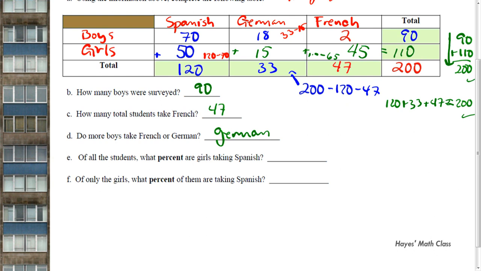So in this case here, how many girls are taking Spanish? Now here, this is of all the students. So that means that this is my whole. So I've got my whole of 200 students here. How many girls are taking Spanish? Oh, that's going to be 50. So I'm going to take 50 divided by 200, and then I'm going to multiply that by 100, because again, it's percent. It rhymes with a croissant. And so then I'm going to get 25%.